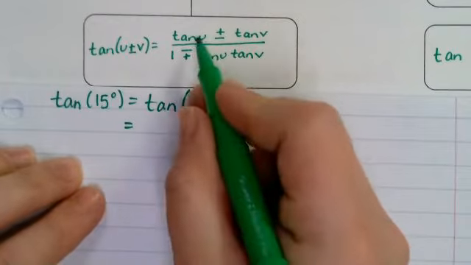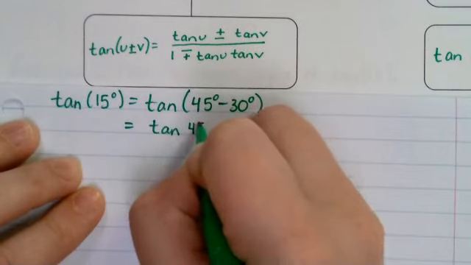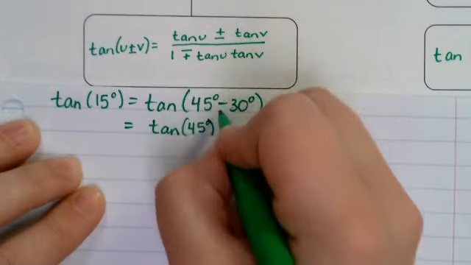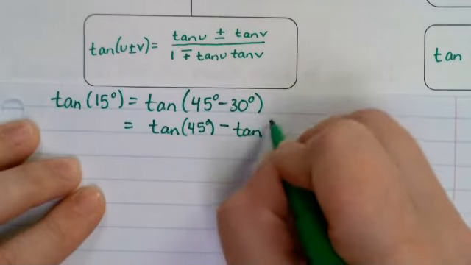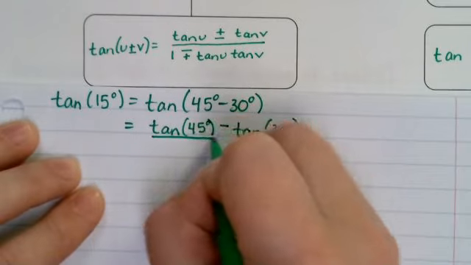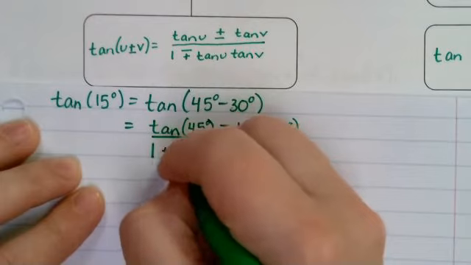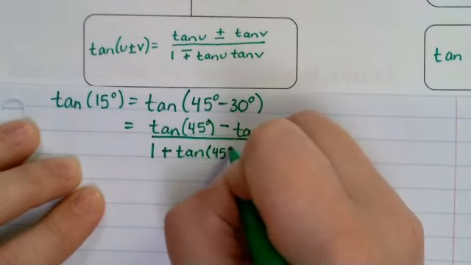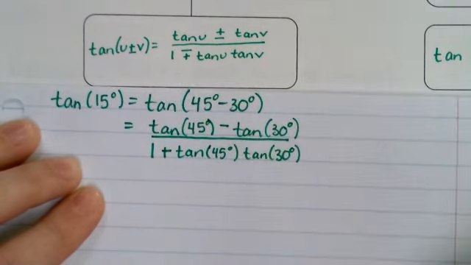Okay, so we're going to do tangent in the numerator. We're going to do tangent of 45 degrees. Again, since this is a difference, we're going to use the bottom symbol, so minus tangent of 30, over 1, but use the bottom symbol, so plus tangent of 45 times tangent of 30. Okay?